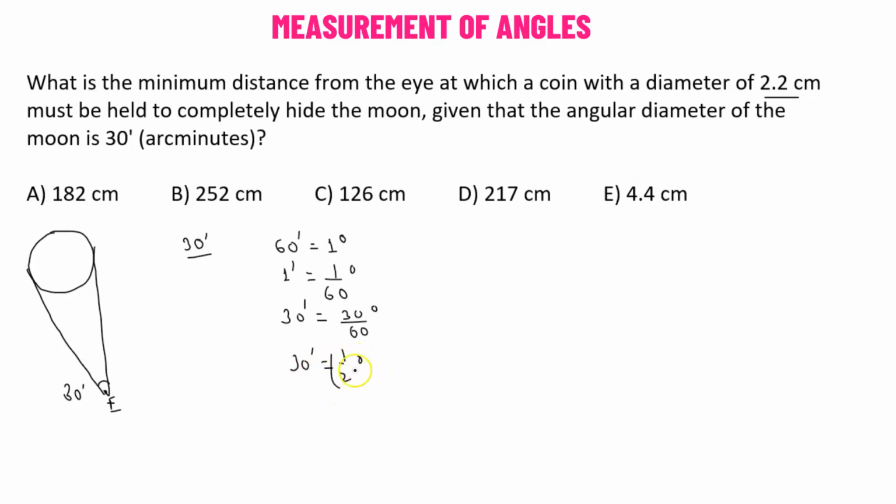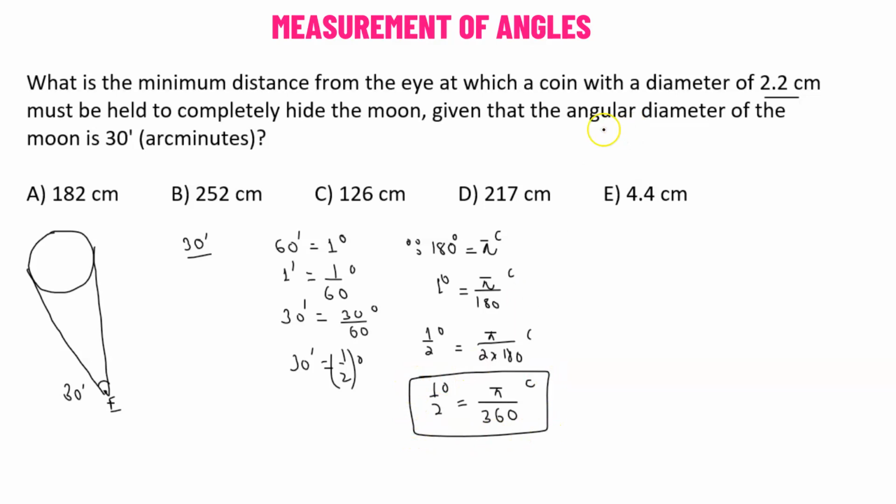Now for our calculation purpose, we'll also have to convert the degree measurement to radians. So here we're going to use the fact that 180 degrees corresponds to pi radians, which means 1 degree will correspond to pi over 180 radians, such that half a degree will correspond to pi over 360. This is going to be in radians. So we have converted the angular diameter of the moon from minutes to radians, so that's pi over 360.